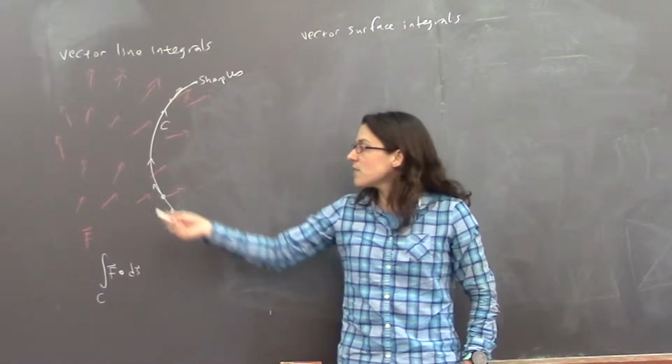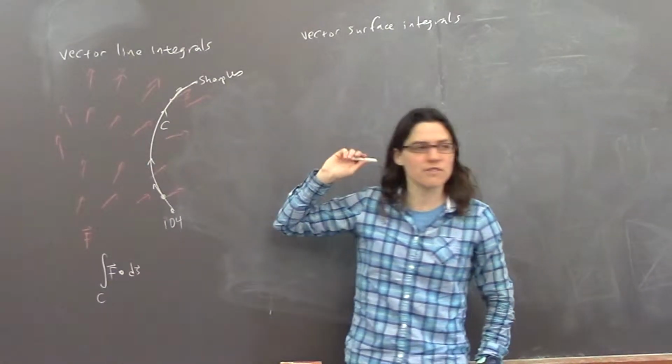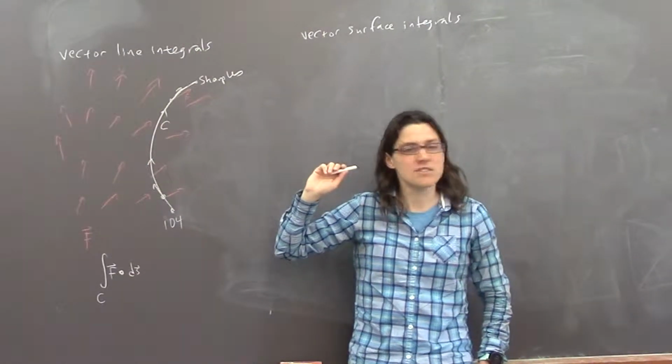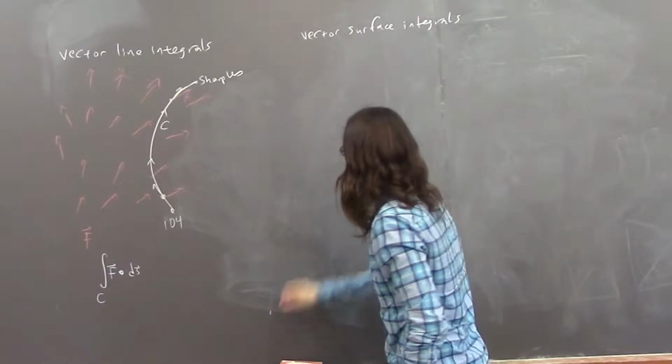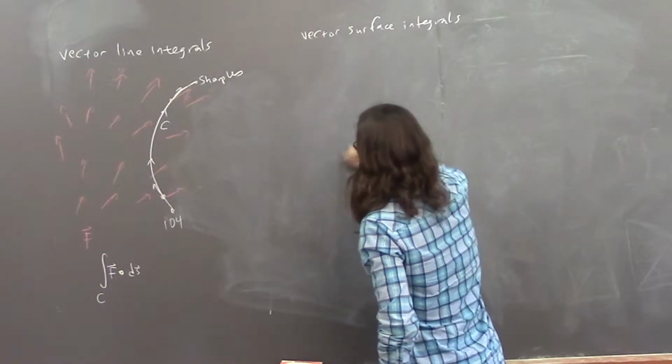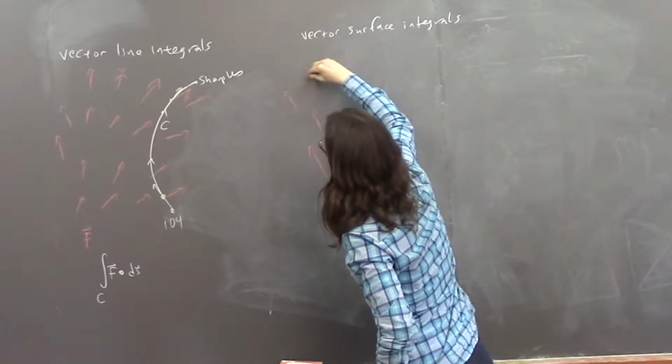Whereas here I like to think about wind, for vector surface integrals I like to think about water. So we have some vector field, maybe I'll draw it looking kind of the same. But you can imagine that this is like water in a turbulent stream.